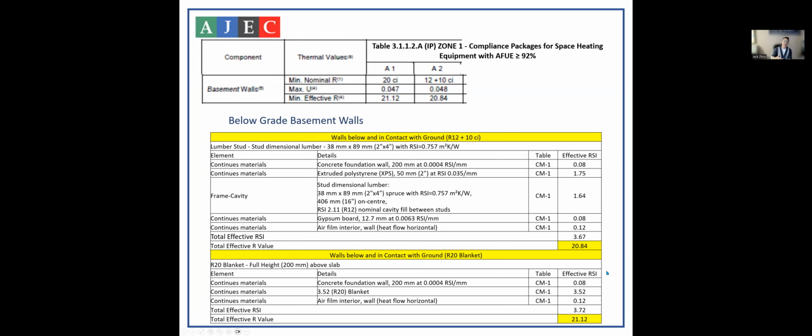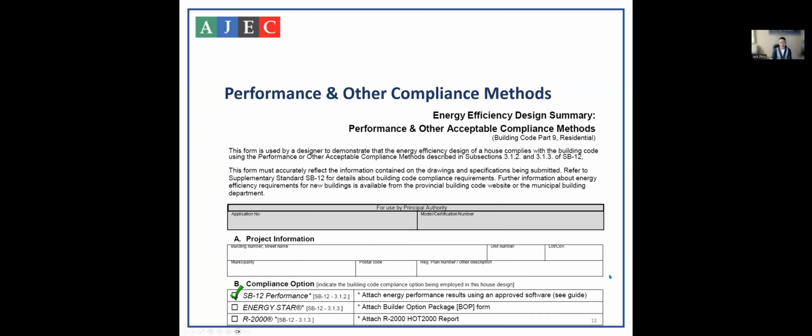So if your client is cost sensitive, you should also understand the costing and how it impacts the energy efficiency of the home when you go through your design.